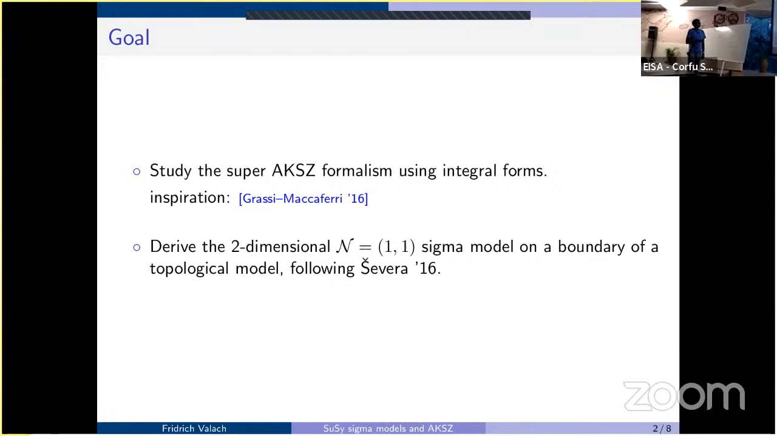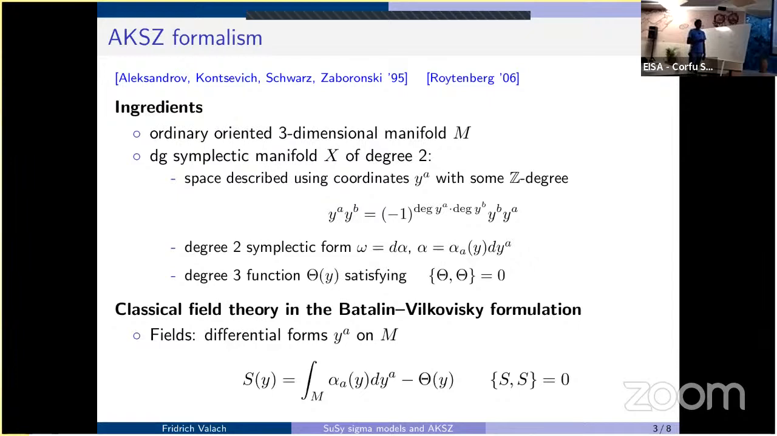The AKSZ formalism is, in a sense, a very nice, compact, convenient, and elegant way to construct topological field theories and also sometimes non-topological field theories. Here I'm focusing on a particular case of some particular dimensions, but you can in principle take arbitrary numbers here. The ingredients for this construction in the special case are that you choose a three-dimensional manifold and you choose something called a DG symplectic manifold of degree two.